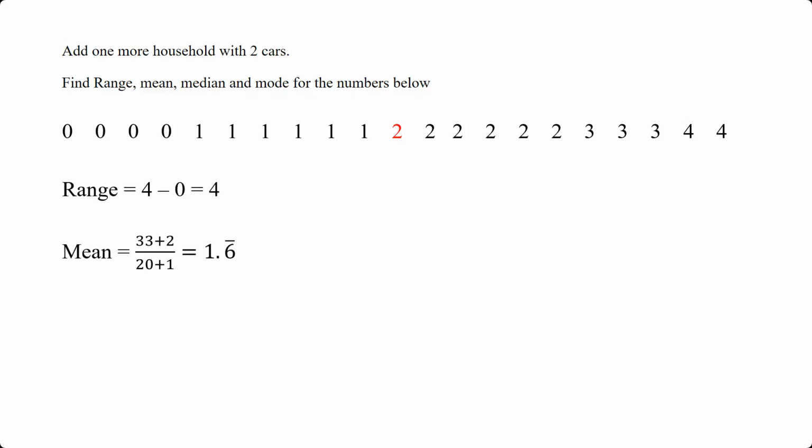And what's the median? 2. The middle value, 2. So when it's odd, it's the middle value. Is 1 still the only mode? No. Since we added a 2, now there's 6 2s and there's 6 1s, so the mode is 1 and 2. Any questions on that?